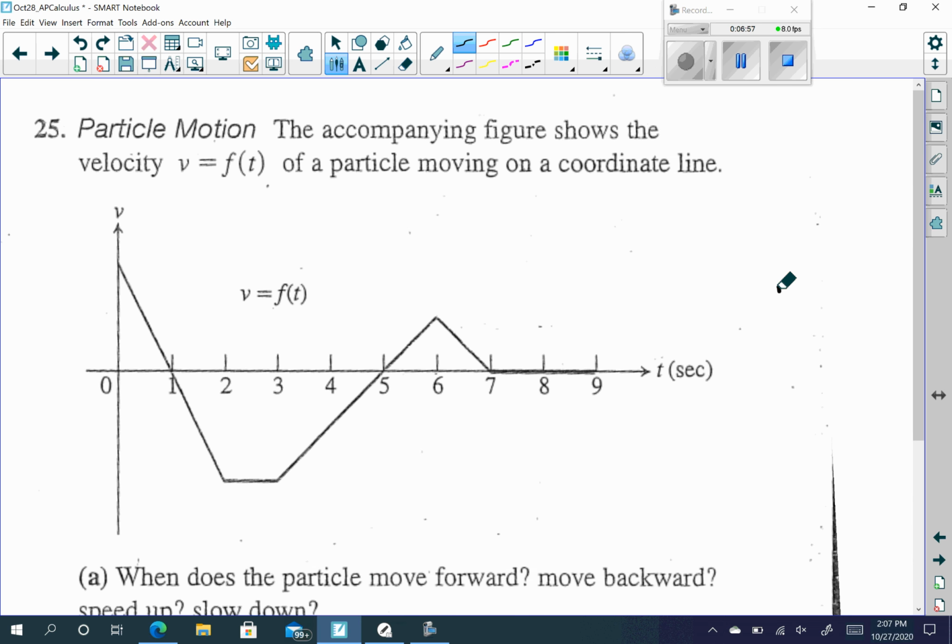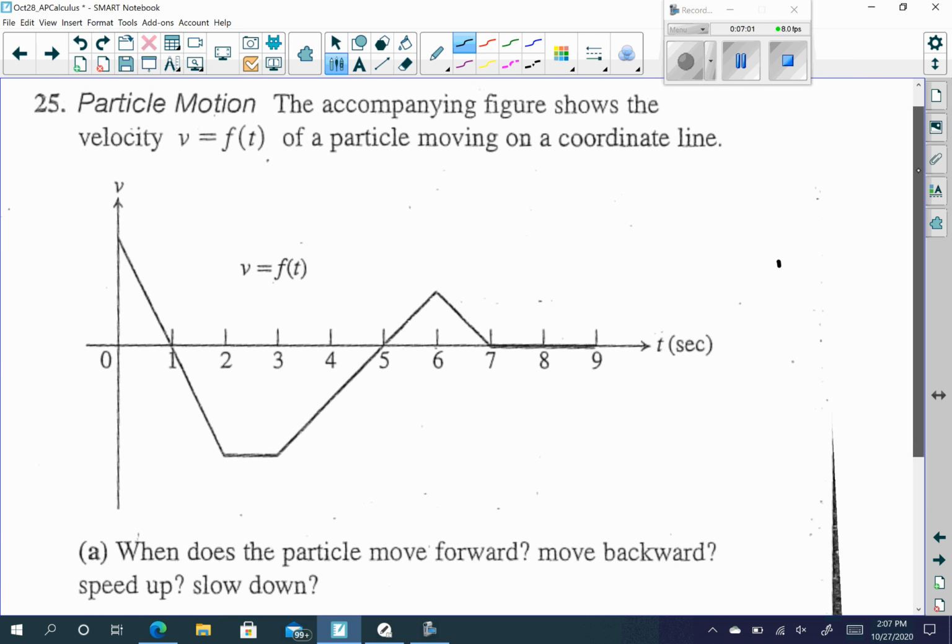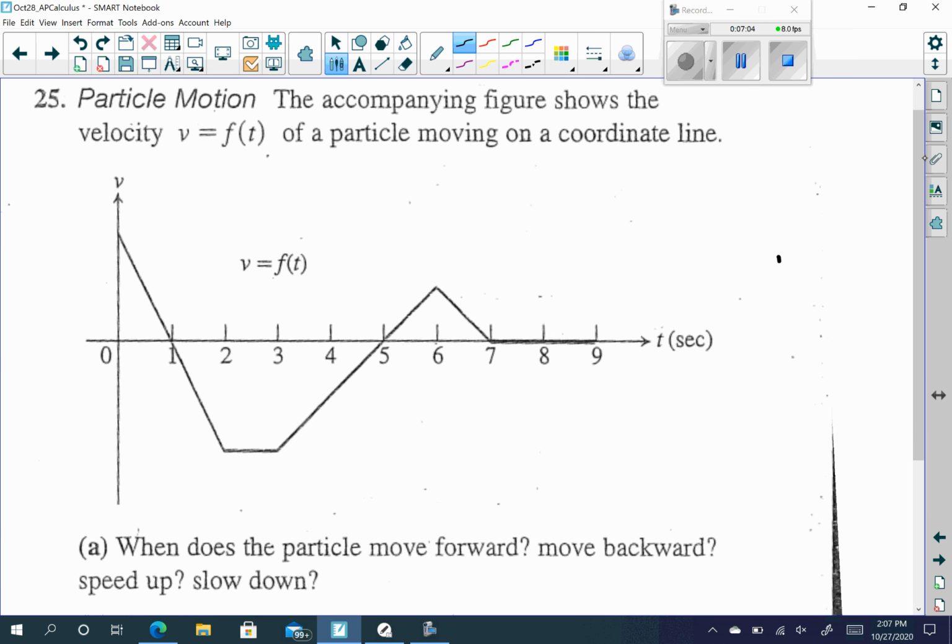All right, let's go ahead and take a look at number 25. Again, we have another velocity time graph. So for A, it's asking when does a particle move forward, and that's going to be when velocity is positive. Now here, velocity is positive. We don't need the slopes of the tangent lines. This is the graph of velocity. So we're looking at between 0 and 1. So moving forward, we're going to include our 0 because it's positive at t equals 0. And over here between 5 and 7.